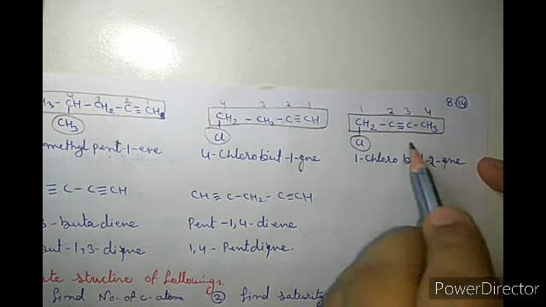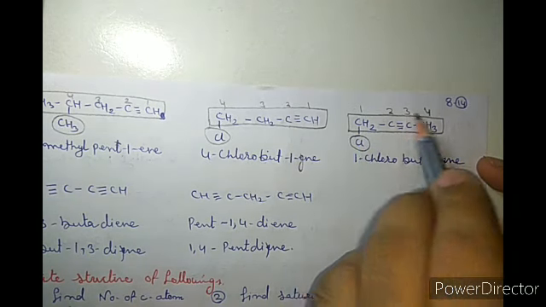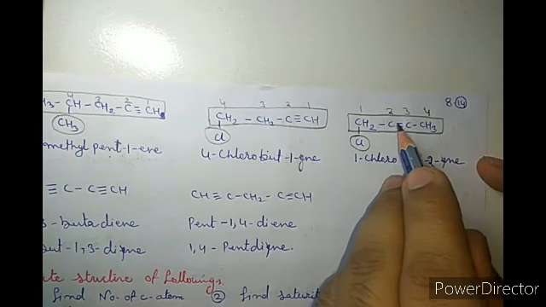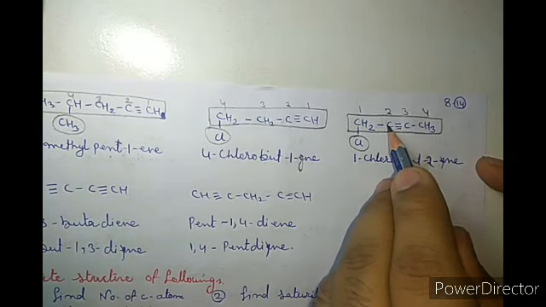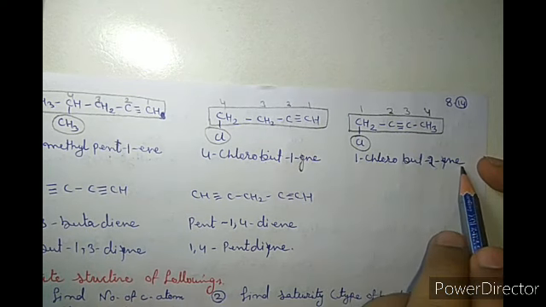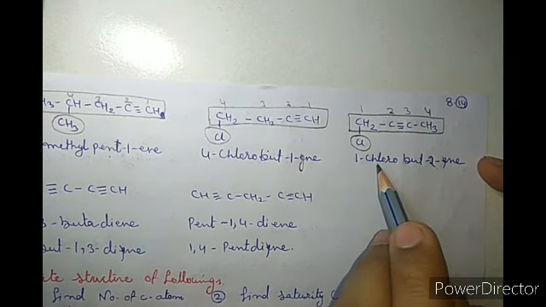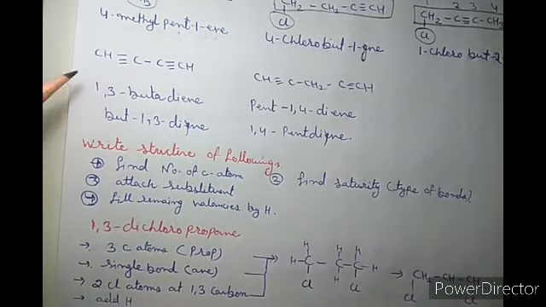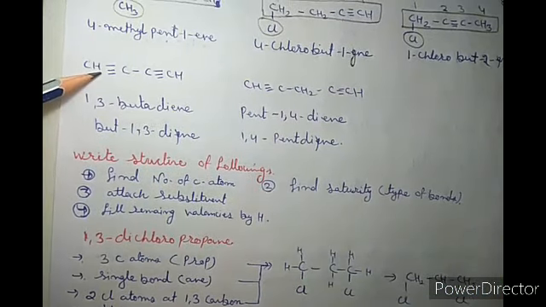Now write the main chain. 4 carbon, that is but, and the triple bond is present on the second-number carbon, so it becomes but-2-yne. So the name is 1-chlorobut-2-yne. Got it? Next one.